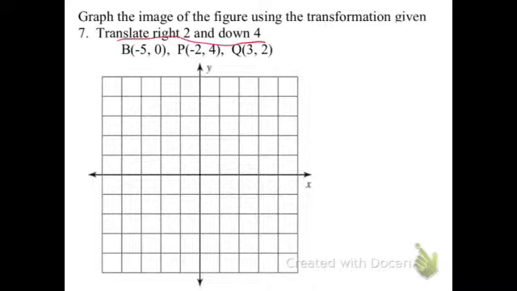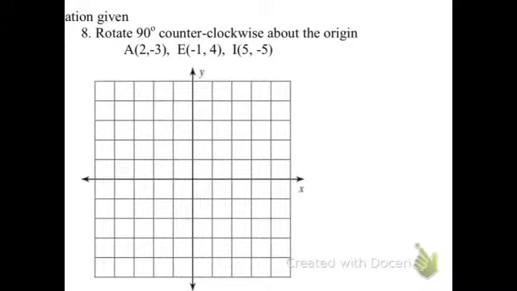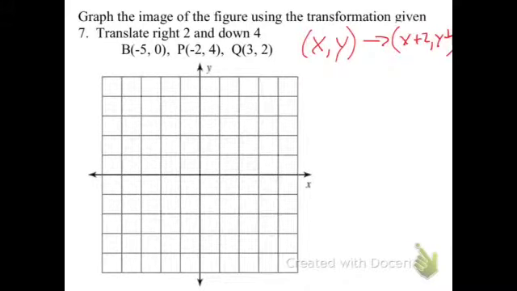In this translation, when you go right 2 and down 4, you're really just taking all your x, y's and adding 2 to the x's, and subtracting 4 from the y's. And so that's our function there. And so we need to take all our points, add 2 to the x, and subtract 4 from the y. You'll get -3 and -4 for b.